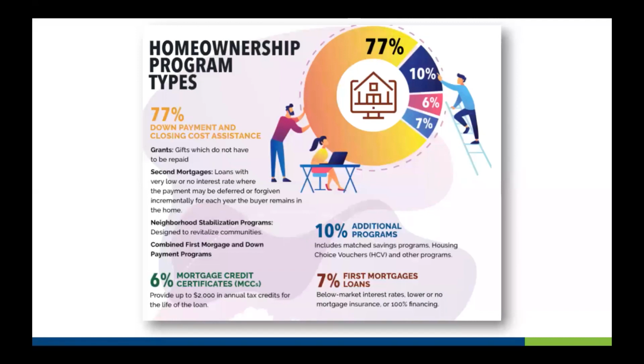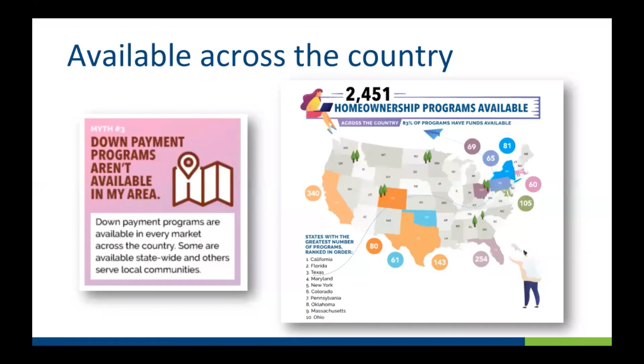Now, as you can see here, the most common, most popular type of home buyer program is down payment or closing cost help. Mortgage credit certificates are actually tax credits, and we'll get into those as well. And we also track first mortgage loans, affordable first mortgage loans that offer some unique benefits and advantages, typically from housing finance agencies. We also, in our system, track other programs like matched savings, individual development accounts, housing vouchers, and so forth. But we're going to focus today on the three most common types of home buyer assistance: down payment assistance, or DPA, mortgage credit certificates, those are the tax credits, and first mortgage loans.